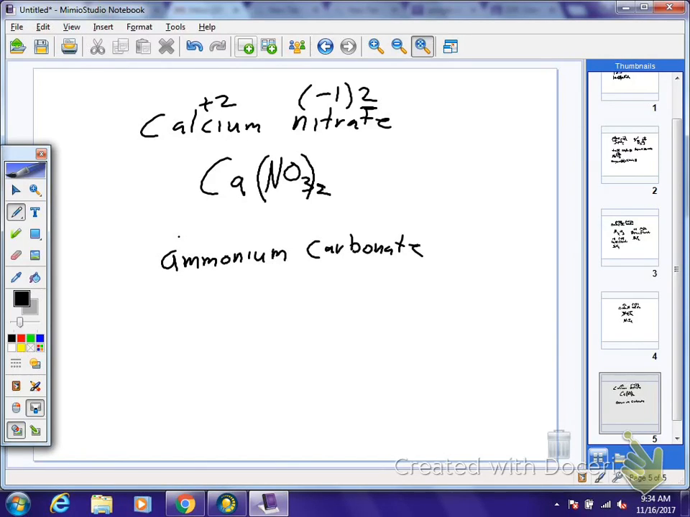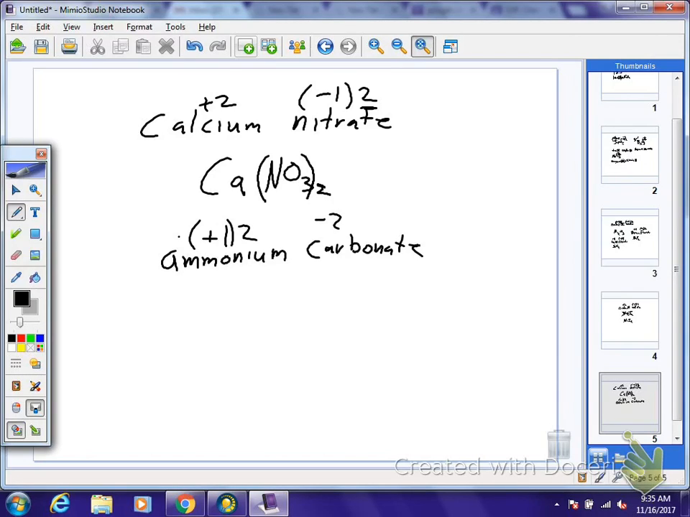Now, this first one is a hard one for people to find because they're looking on the periodic table and there's no such metal as ammonium. There's only one on this polyatomic ion sheet that's in the +1 column, and it's ammonium. So ammonium is a +1. Okay? What's carbonate's charge? -2.